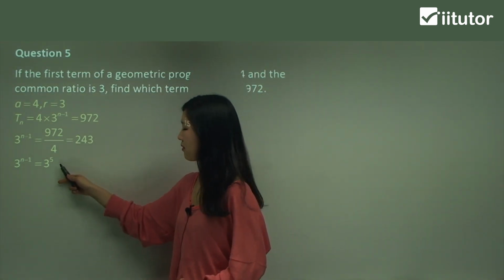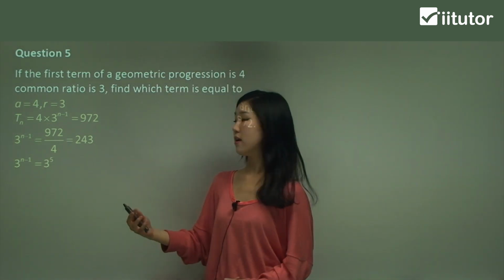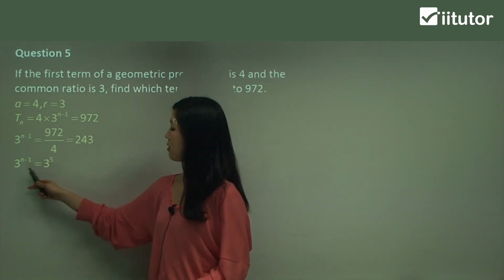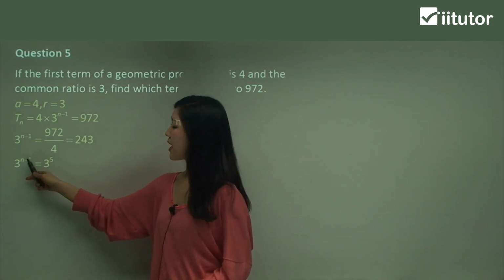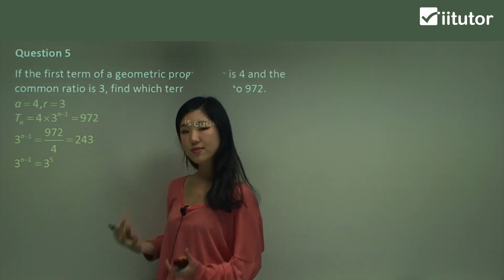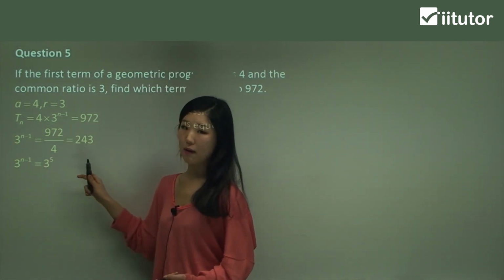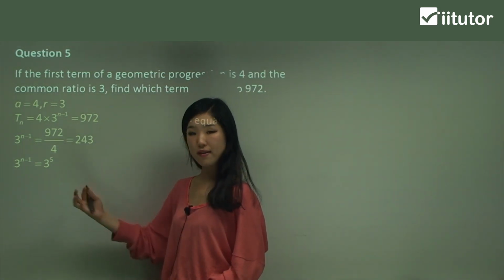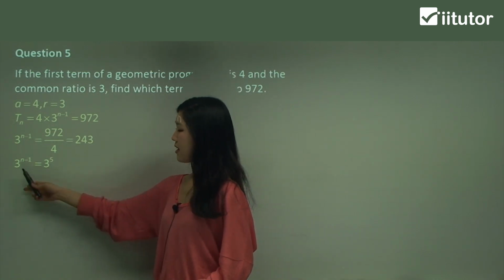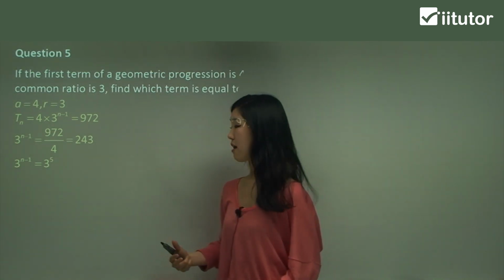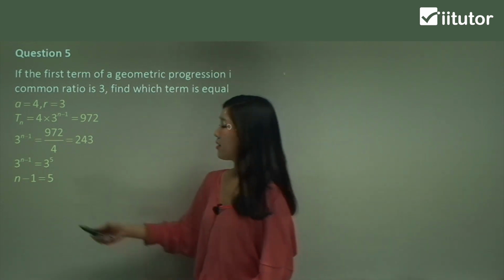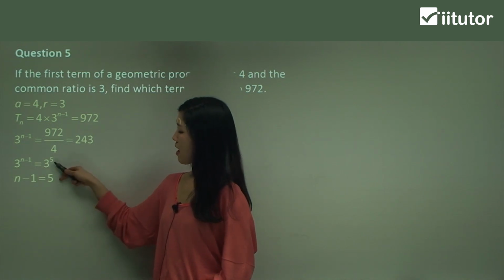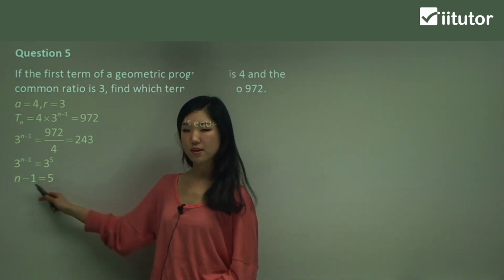The reason I wanted to have 3 to the power of something is because this is 3 to the power of something as well. So if I make the base the same, then the indices would be the same, right? If they have the same base, then the indices must be the same. That's why I've made 243 into 3 to the power of 5. Now you can see the base is the same, 3, so the indices must be the same. So n minus 1, which is the index of this, equals the index of this one, which is simply 5.